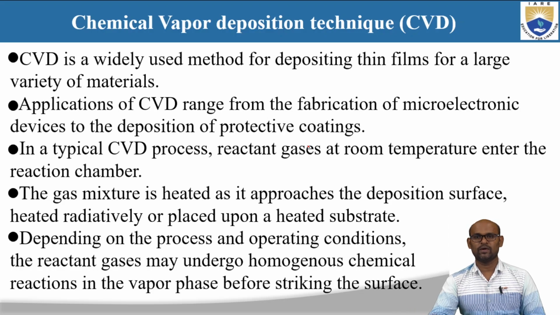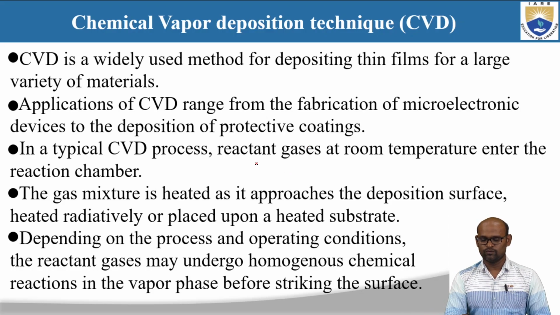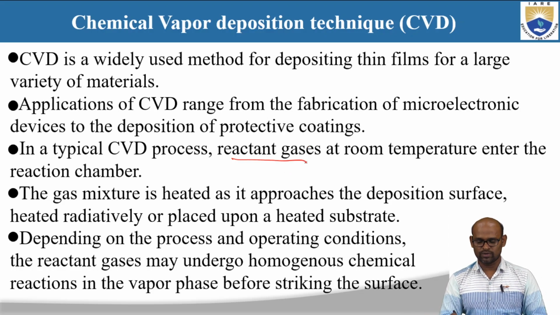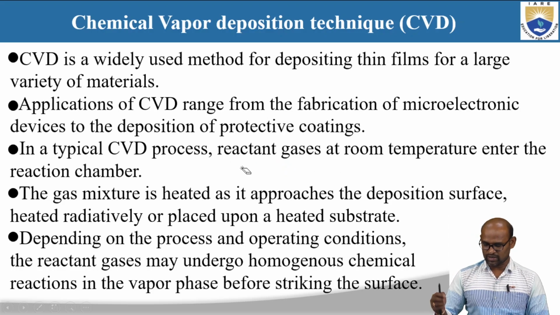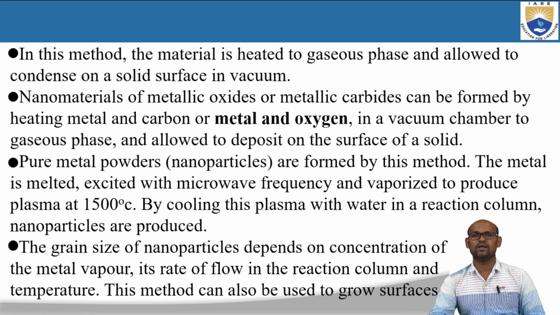In a typical chemical vapor deposition process, reactant gases at room temperature enter the reaction chamber. First, these reactant gases are going to enter into the chamber where the reaction will take place. The gas mixture is heated as it approaches the deposition surface, heated radiatively or placed upon a heated substrate. So depending on the process and operating conditions, the reactant gases may undergo homogeneous chemical reactions in the vapor phase before striking the surface. So in this method, the material is heated to gaseous phase and allowed to condense on a solid surface in vacuum.